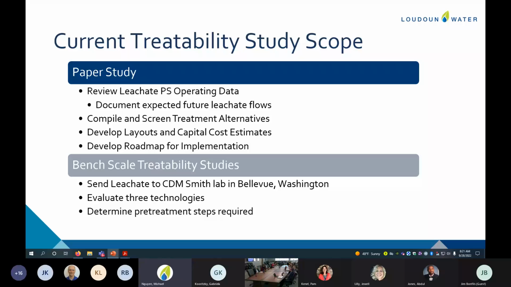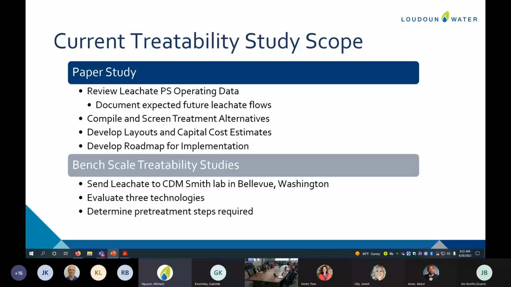So the roadmap will help us understand what implementation looks like and how we watch these regulations as we go along. But the paper study isn't sufficient. Because we're in the research realm, we can't look at a technology and say, we think it's going to remove 90% of the PFAS. So we want to do a bench scale treatability study.